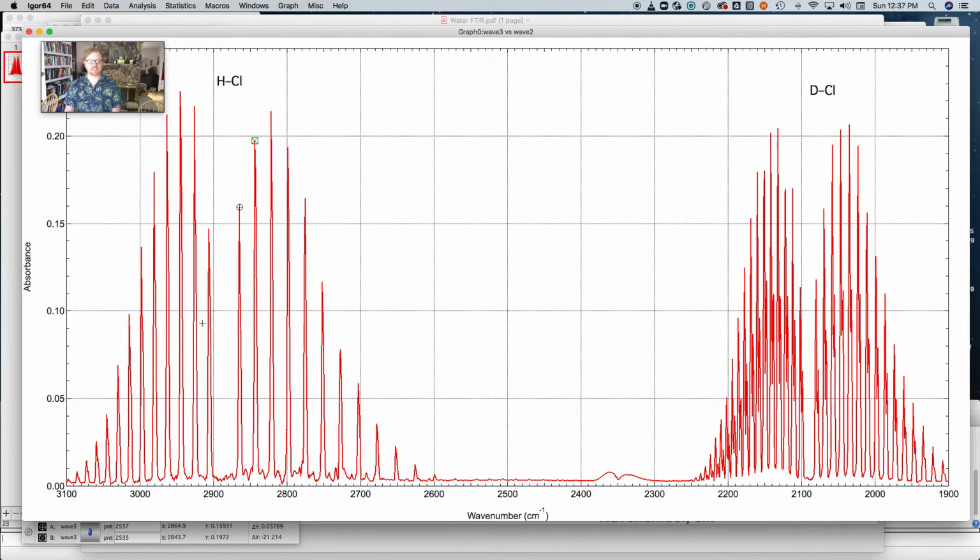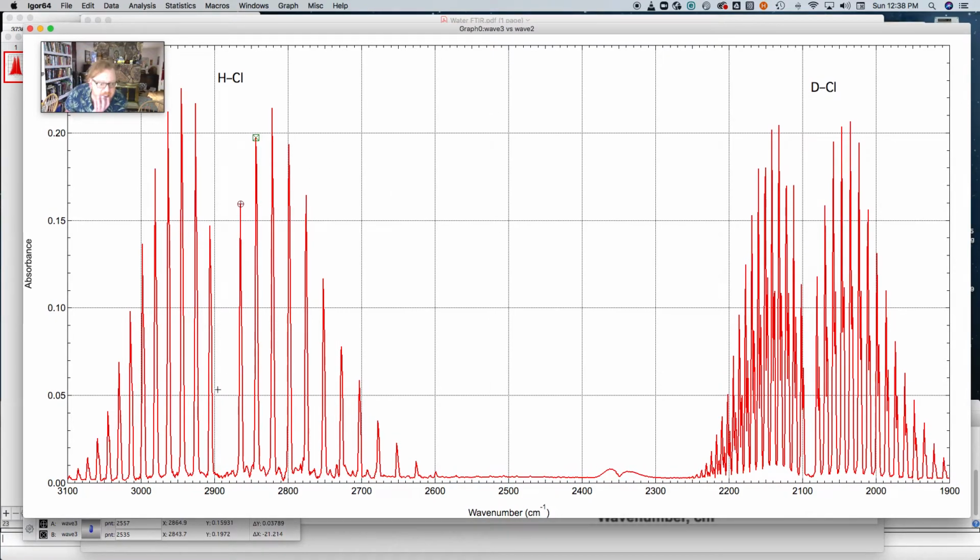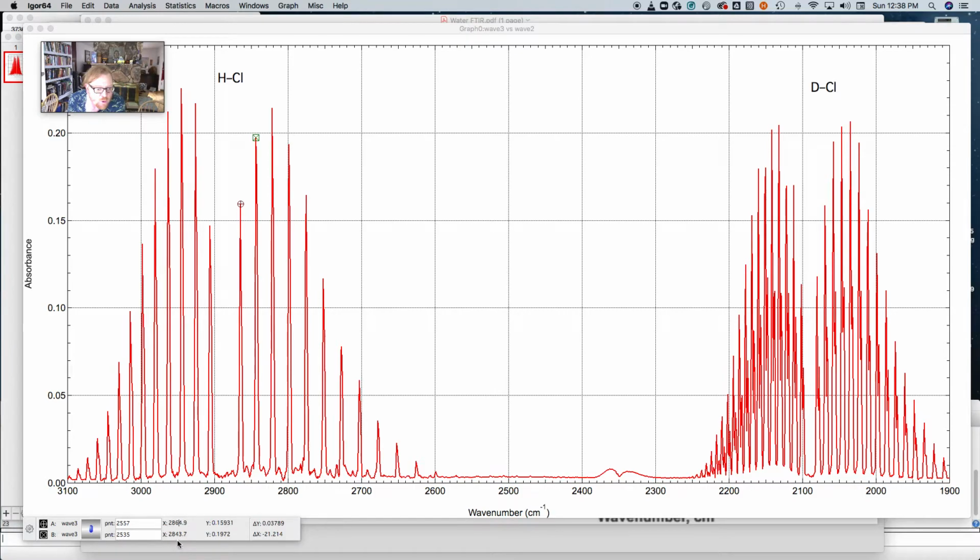So here we can see the R branch. Here you can see the Q branch is missing because HCl is not paramagnetic. And then here we have the P branch. I highlighted a couple of the peaks here. So you can see this peak has an energy of 2864, and then this next peak is 2843.7. So if I calculate the difference between those, let me do that really quick.